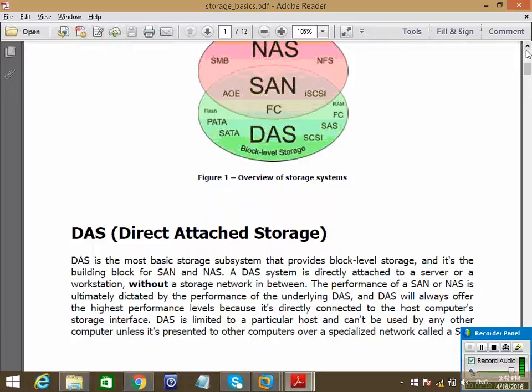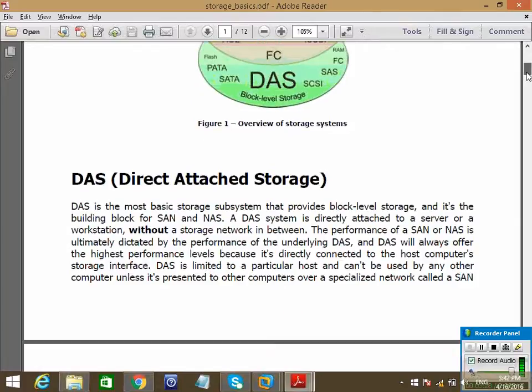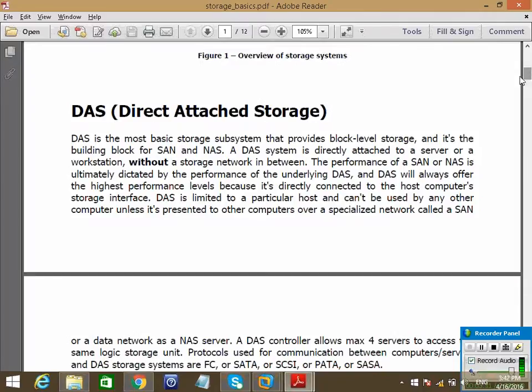As we know, when we format the disks, it will create sectors, and the sectors will have nothing but the blocks. This is the same thing that we are going to learn. So DAS is something that we are not accessing over the network. DAS is the most basic storage system that provides block level storage, and it is the building block for a SAN and NAS. It is directly attached to a server or a workstation without a storage network in between.